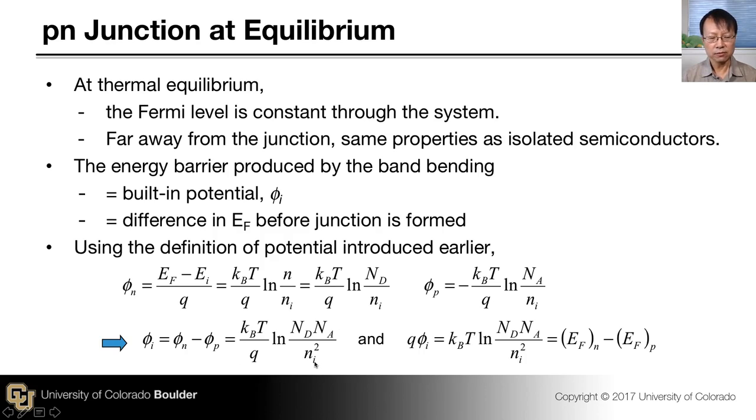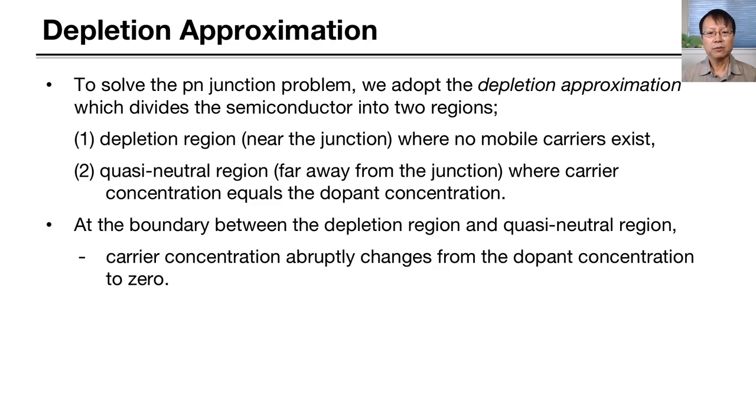This is very useful information, and you will find it very handy. Now we introduce a very important approximation called the depletion approximation. The depletion approximation says that the p-n junction can be divided into two regions. One is the depletion region, which builds up near the junction. Inside the depletion region, there are no mobile carriers, no electrons, no holes, just ionized donors and ionized acceptors, and that's it.